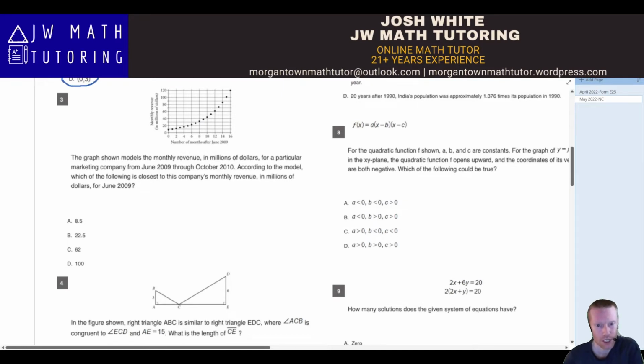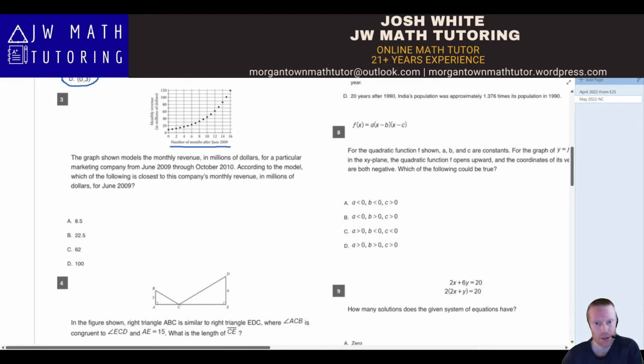The next question deals with a graph. On this graph, basically you have a scatter plot, and they want to know what the revenue is for June 2009. So notice down here the label.